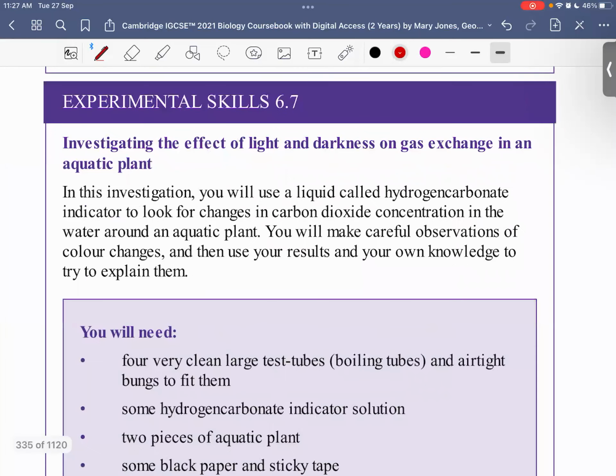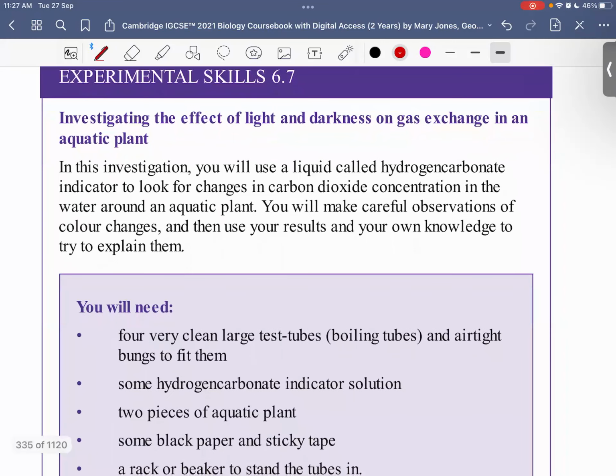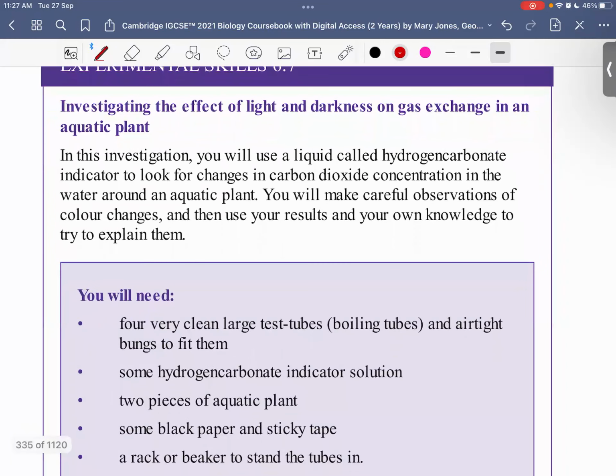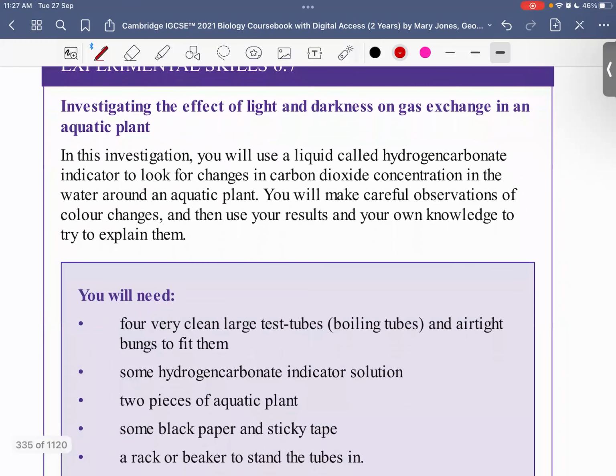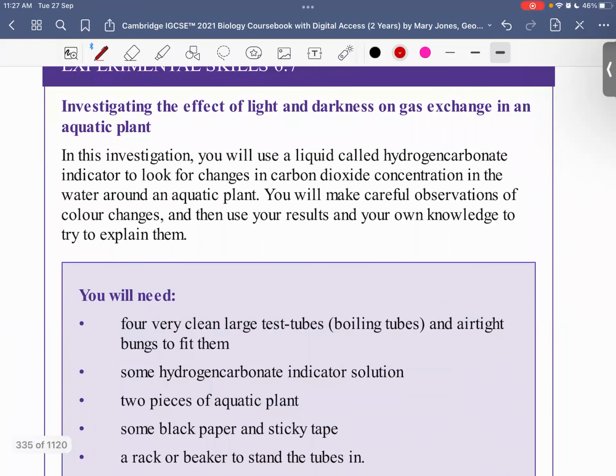In this investigation, you will use a liquid called hydrogen carbonate indicator to look for changes in carbon dioxide concentration in the water around the aquatic plants. You will make careful observations of color changes and then use your results. Okay, now let me tell you another thing.